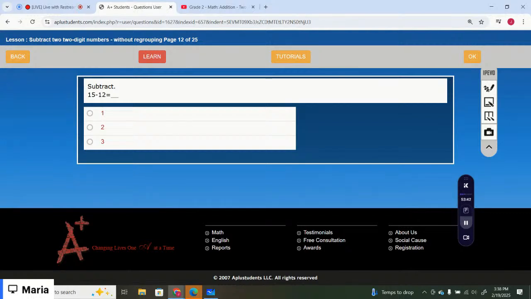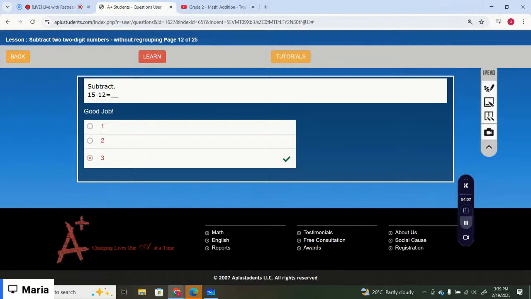15 take away 12, which is the correct option? That is 3. 15 take away 12 is 3. Option number 3 is the correct option.